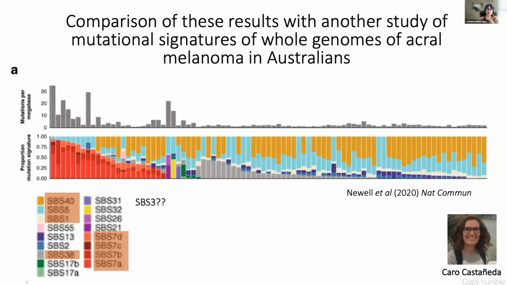So when we compare what we got with another study of mutational signatures of whole genomes, so remember we have exomes, and this publication has whole genomes of acral melanoma in Australians, then we see some signatures in common, for example, 1, 5, 40, 38, and the UV associated ones. They have more mutational signatures, of course, because they have more resolution, and they are missing SBS3.